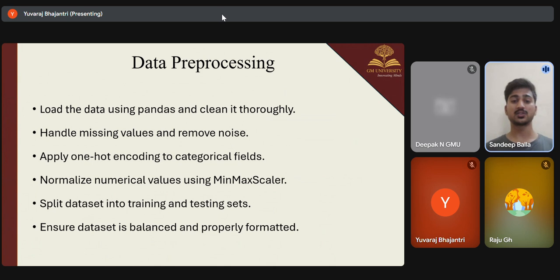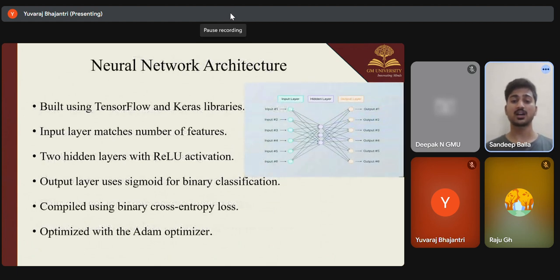Split the dataset into training and testing sets. Dividing data for model learning and evaluation. Ensures the dataset is balanced and properly formed. Make sure classes are balanced. Next will be continued by my teammate Raju GH.